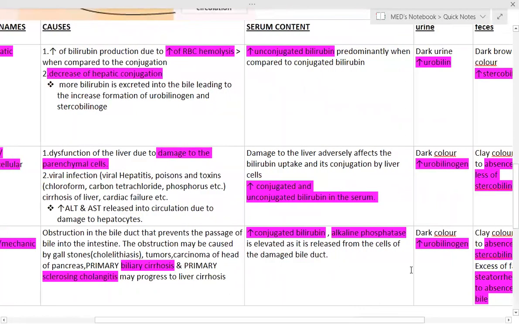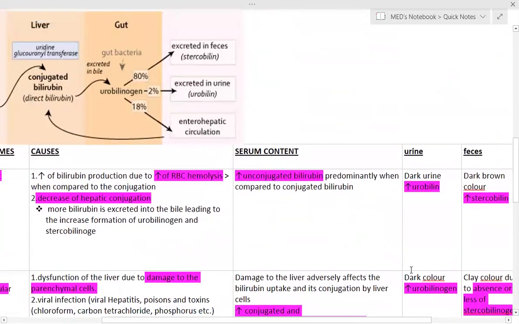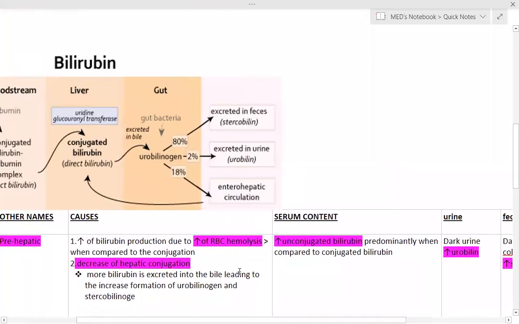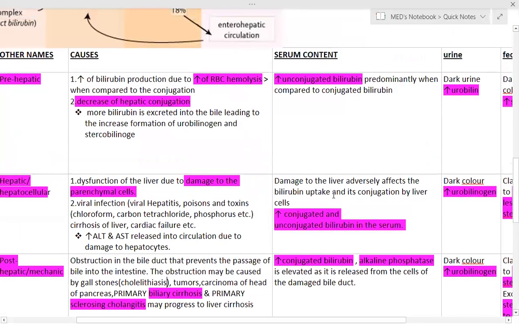All right. So what happens is that in the serum you can find there is disturbance in post hepatic jaundice. So there will be increased content of conjugated bilirubin. And there is another index that there is increased level of alkaline phosphatase enzyme. This alkaline phosphatase is released from the cells of damaged bile duct. So in the blood serum, you can find that there is increased level of alkaline phosphatase also.